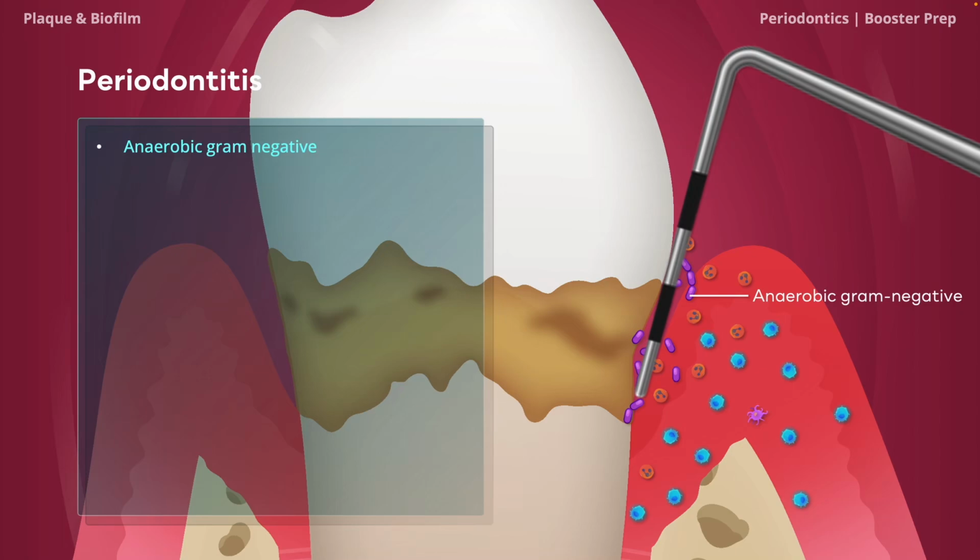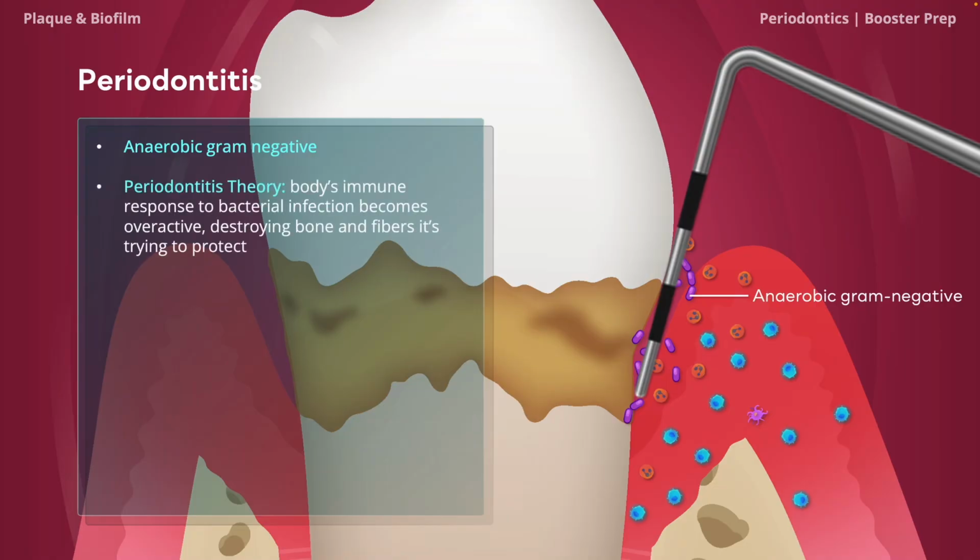But if the plaque is not removed and it remains, well, the body continues to fight it, and the very same immune chemicals that were meant to fight the bacteria will unintentionally destroy nearby bone and PDL fibers. This is known as the periodontitis theory.